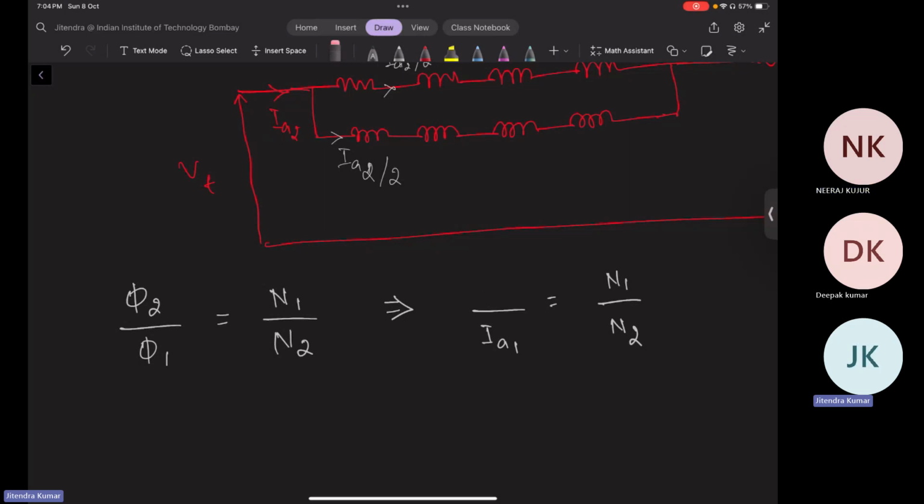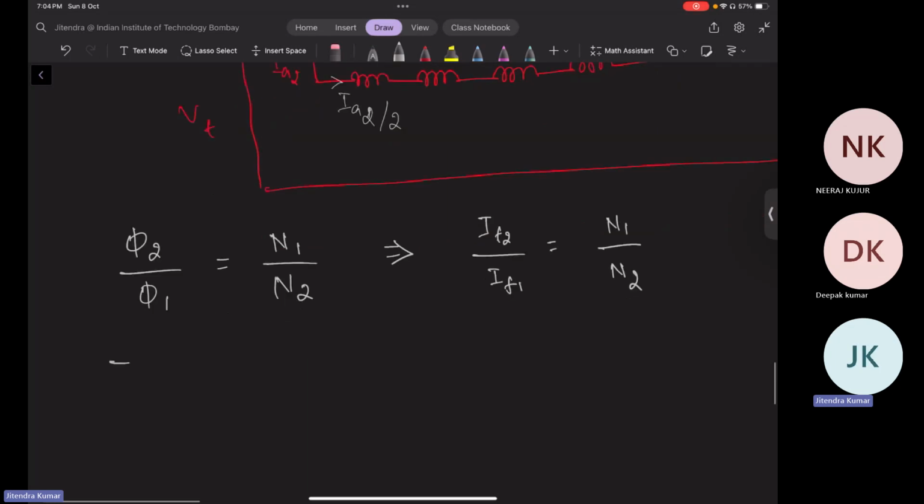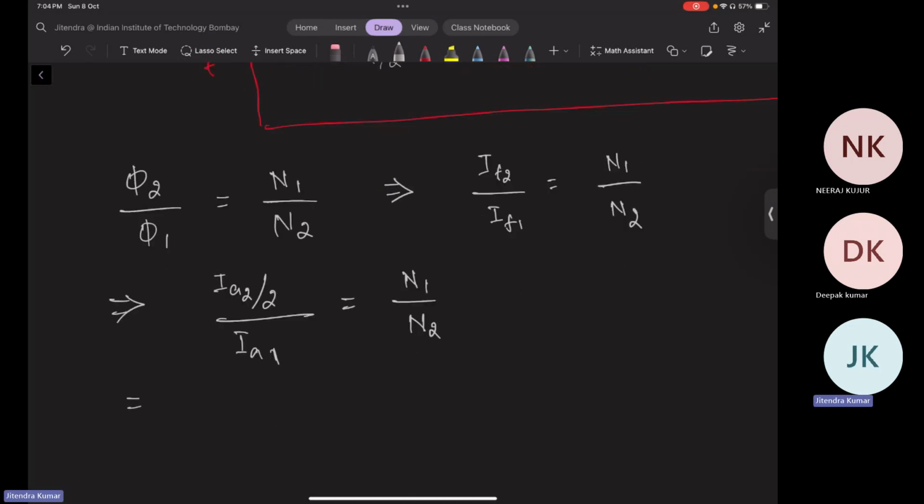No, you have made a very good point. So IF2 by IF1, and further we can simplify IF2 is equal to IA2 by 2, right? And IF1 is equal to IA1. Here the scenario will change. So now IA2 by IA1 is equal to 2N1 by N2.